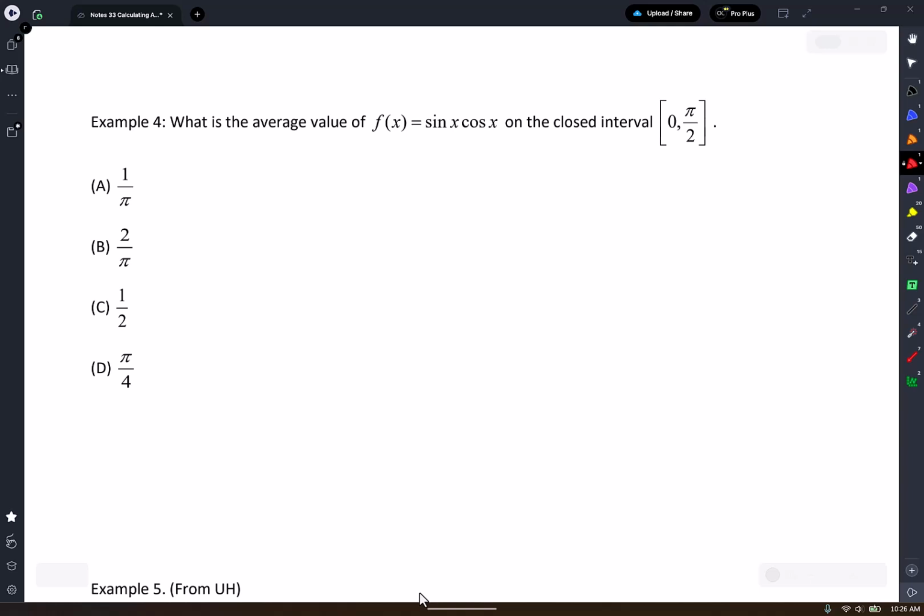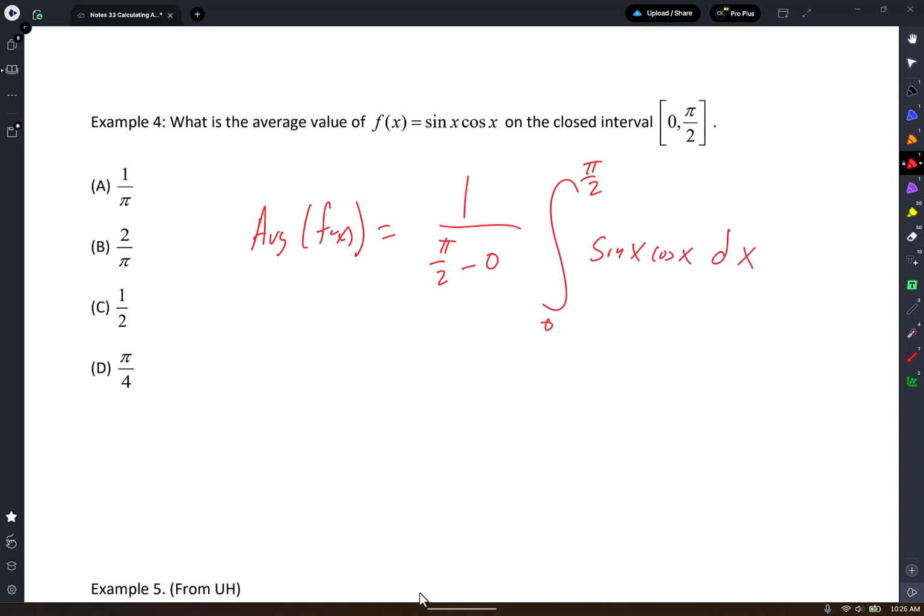Okay. So here's how this looks. It says, what is the average value of f of x equals sine x cosine x on the closed interval 0 to pi over 2? So I'm going to write average of f of x equals 1 over pi over 2 minus 0 integral from 0 to pi over 2 of sine x cosine x dx.